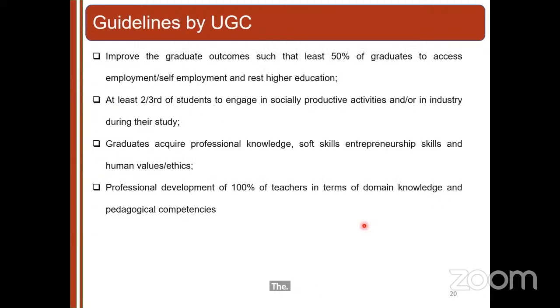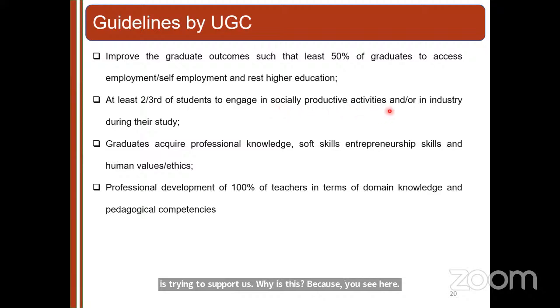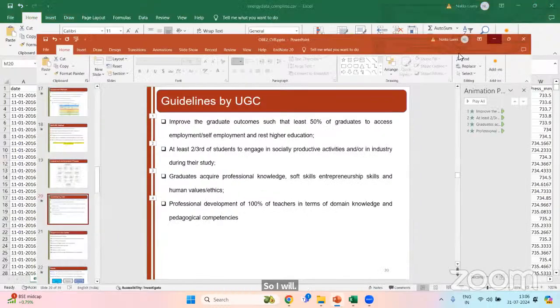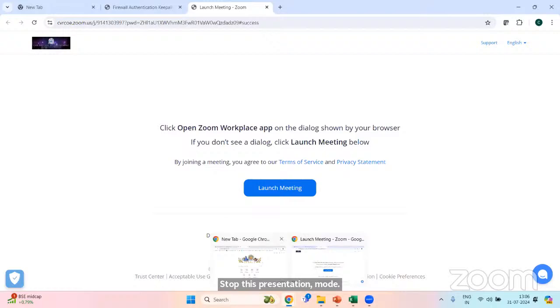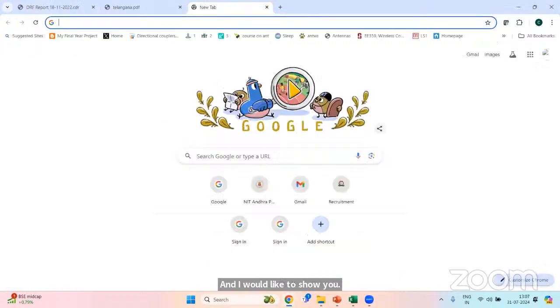Why is this? Because you see here, at least 2/3 of the students wanted to be in socially productive activity or contributing to society, being in industry during their study. So it is not just that they have given the statement, but they have also come up with some kind of support schemes that can be helpful to us. So I will stop this presentation mode and I would like to show you some of the schemes, starting from the school level.